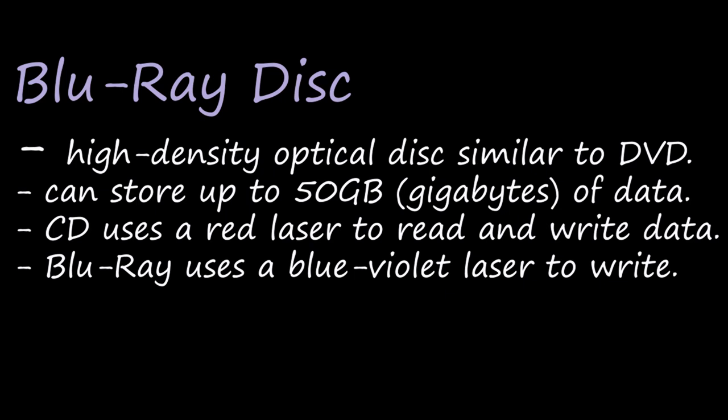Okay, a DVD uses a red laser to read and write the data. Normally DVD uses red laser light, but Blu-ray uses blue-violet laser light to write. Blu-ray disc takes a blue and violet colored laser to write. So this is called Blu-ray. This blue-violet colored laser is used, and that is why it is known as Blu-ray.